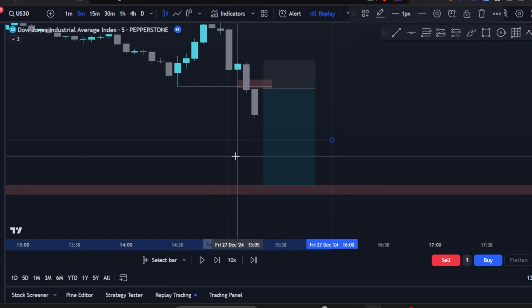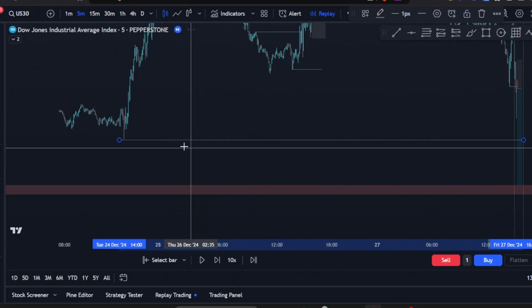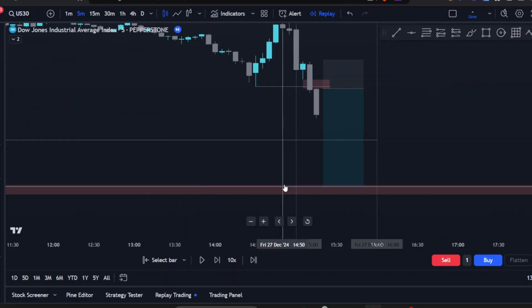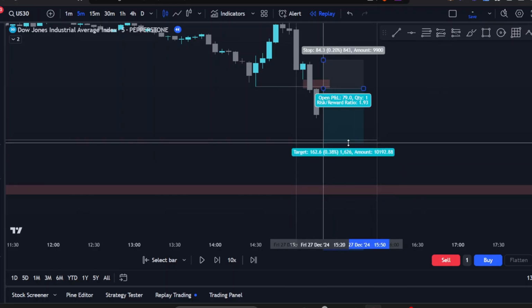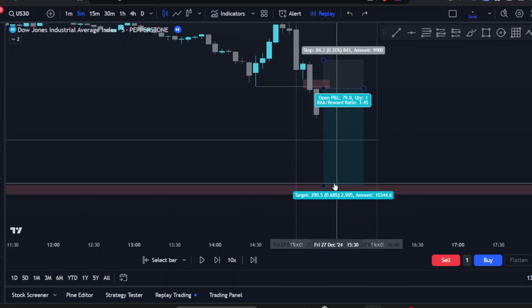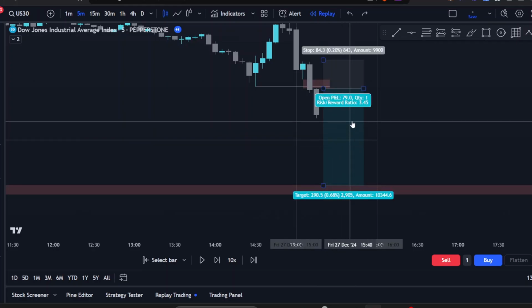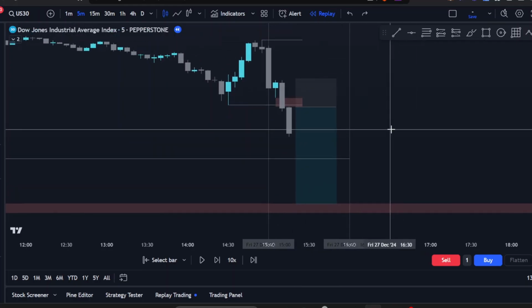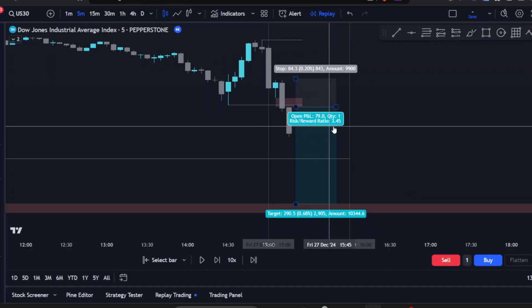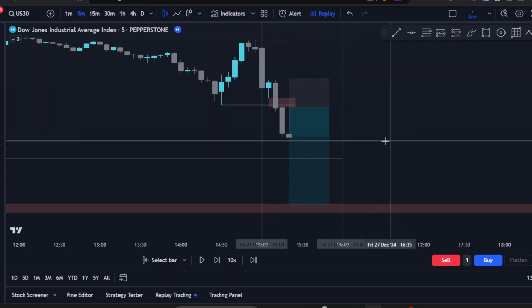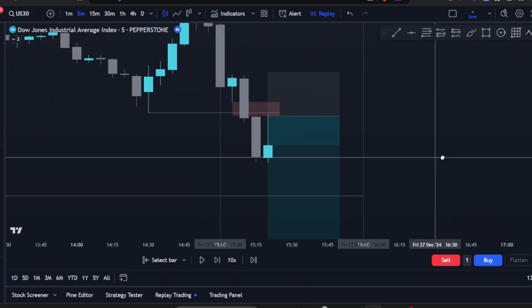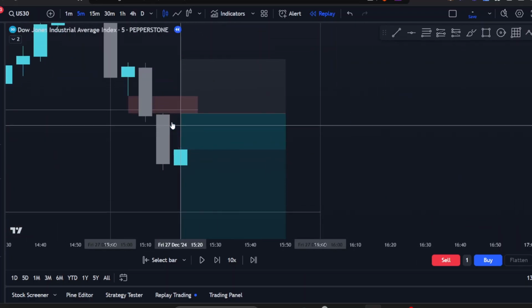Our immediate targets would be this liquidity that we've highlighted just right here. Then after that, our next targets would be this fair value gap. So even to this liquidity, that would be our 1 to 2. And then from there, this fair value gap would be a 1 to 3.45 risk to reward, which means every $1,000 you risk, you're making back $3,450.